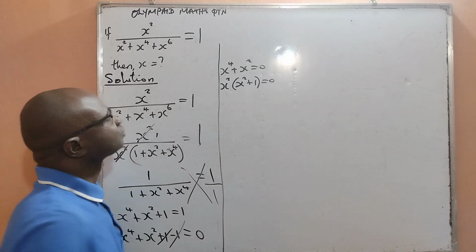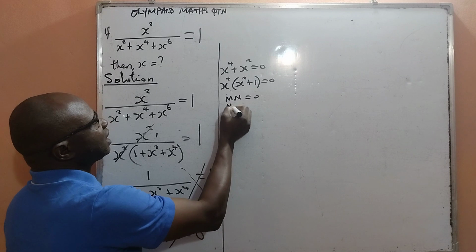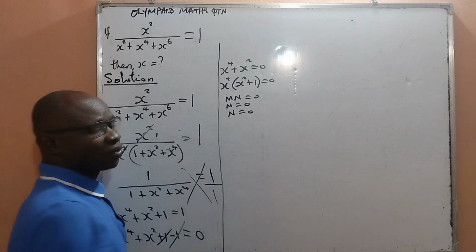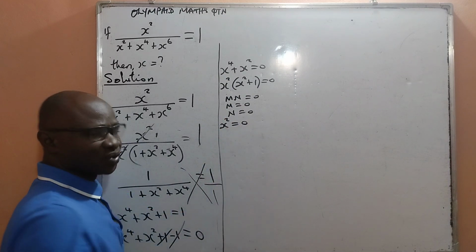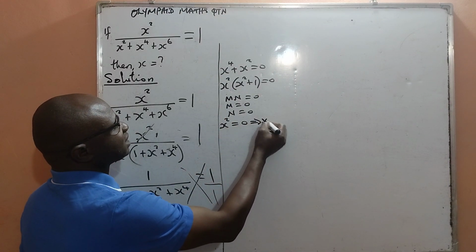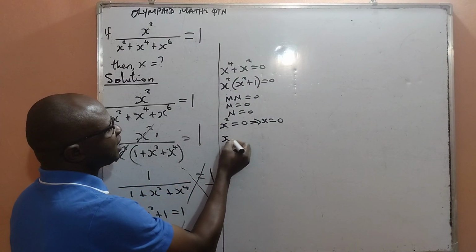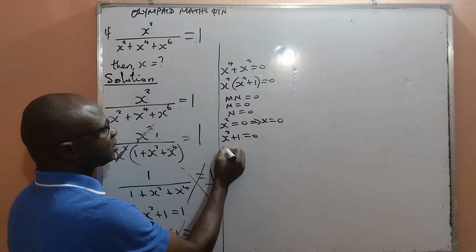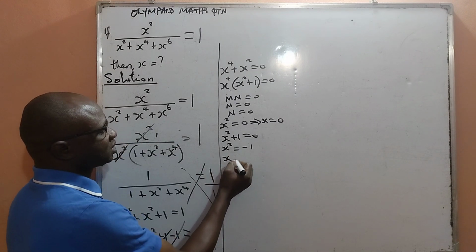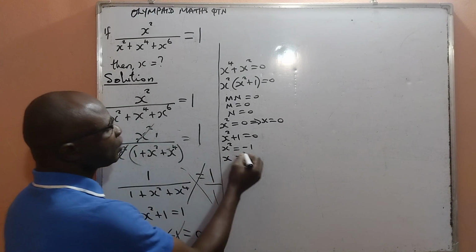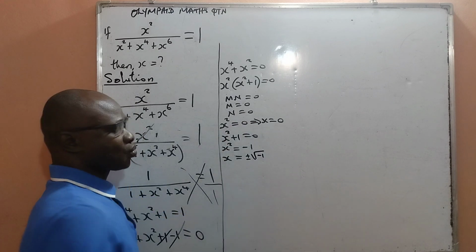By the product law, that says m times n equal to 0, m is equal to 0 and n is equal to 0. It means x to the power of 2 is equal to 0, implying that x is equal to 0. Good. From the bracket, x to the power of 2 plus 1 equal to 0, x to the power of 2 is equal to negative 1. Therefore, x is going to be plus or minus square root of negative 1.